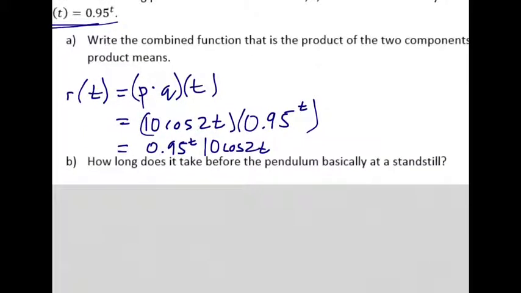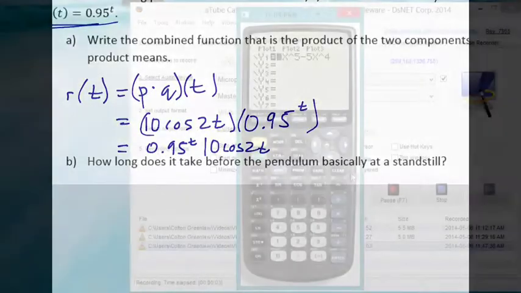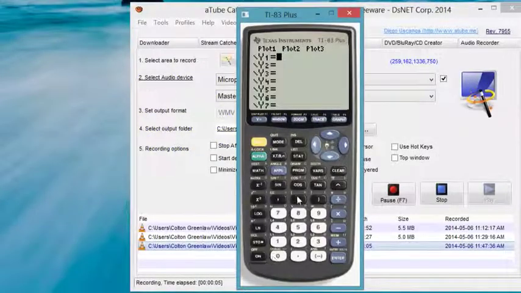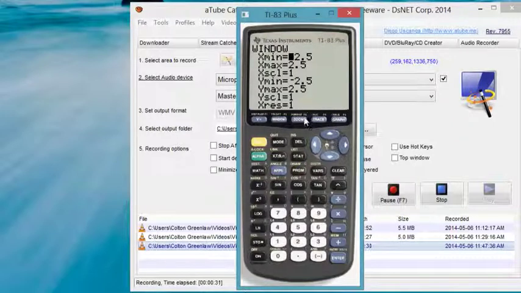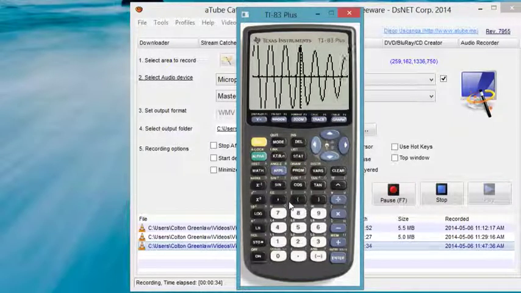Okay, so I want you guys to graph this and just look at what happens. What do you think will happen? What do you think it'll look like? Okay, so let's graph it. So 0.95 to the power of x, and 10 cosine 2x. Make sure you're in radians. And for the window, let's start with zoom 6.